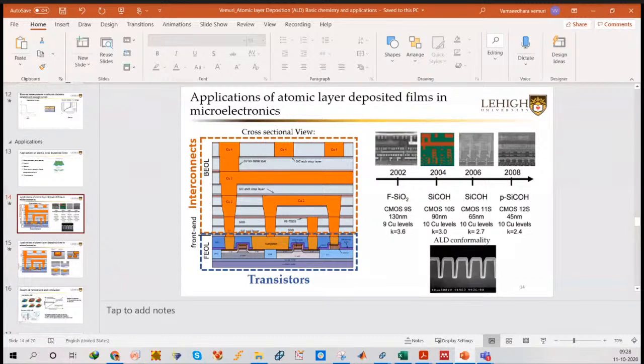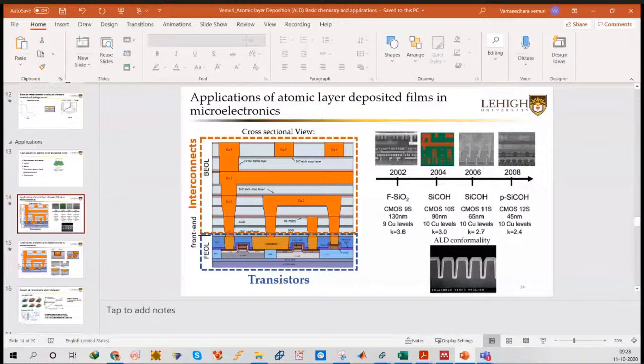And MLD, I don't really know what the applications are for MLD, but I think it is still in its infant stage, but I could be wrong. People are still trying different things using MLD, but I don't think it is commercial yet. Okay. My question is over.